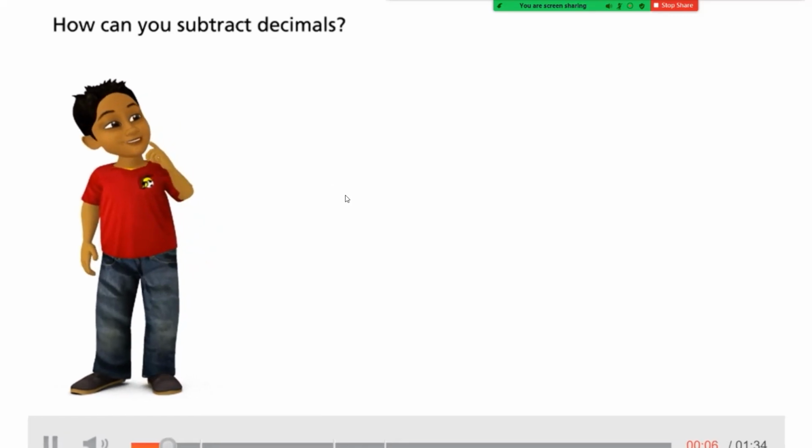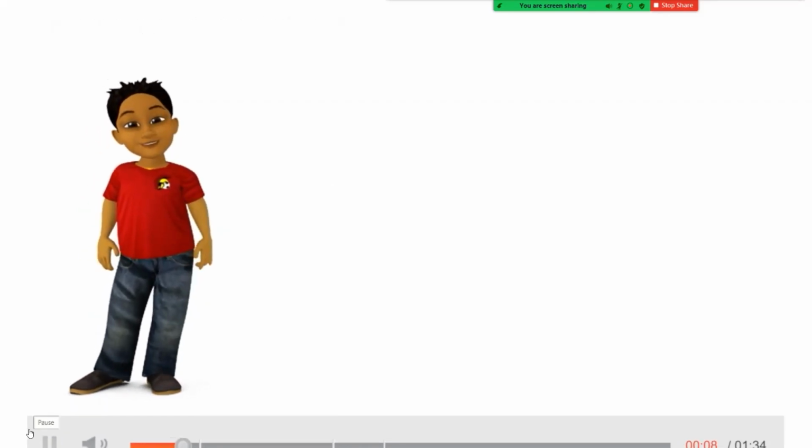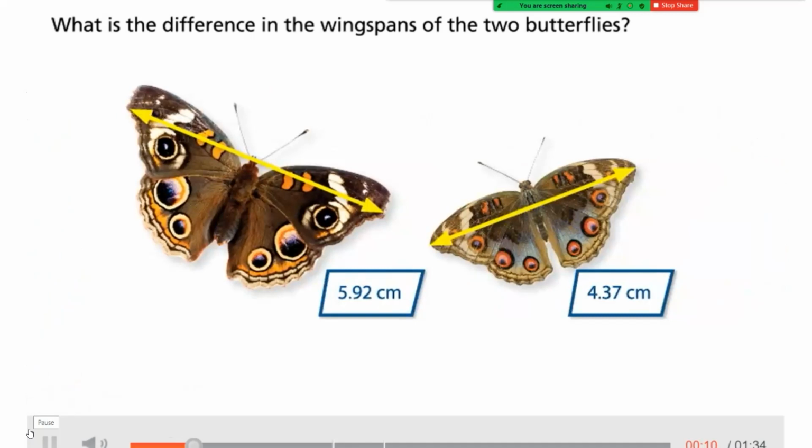How can you subtract decimals? What is the difference in the wingspans of the two butterflies? Now remember, when we're talking about difference, we want to find the answer to a subtraction problem. So we want to subtract one from the other. And usually what we're going to do is start with our large number and subtract the smaller number from that.